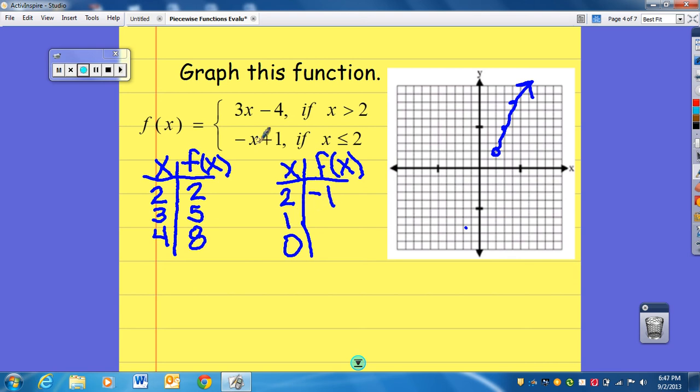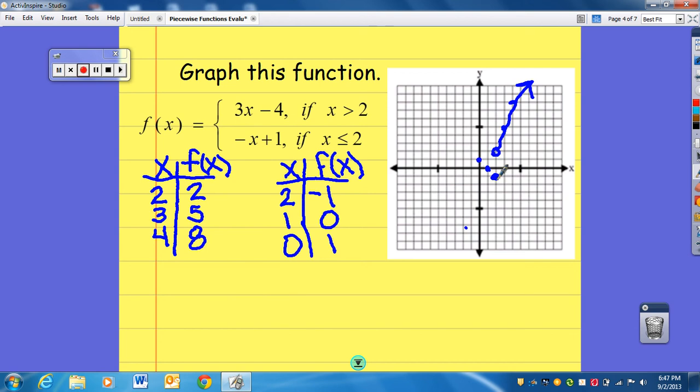Then I'm going to plug in the number 1. So negative 1 plus 1 would give me 0. And then I'm going to substitute 0 in here. And then 0 plus 1 would be 1. So I'm going to graph these values. This time if my x value is 2 and my y value is negative 1, it's a closed circle because it is equal to. Then I'm going to use the values 1, 0 and 0, 1.